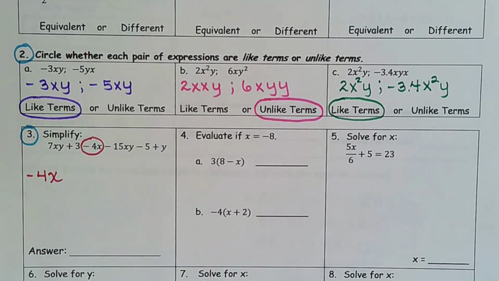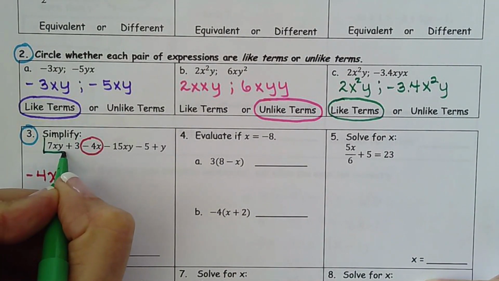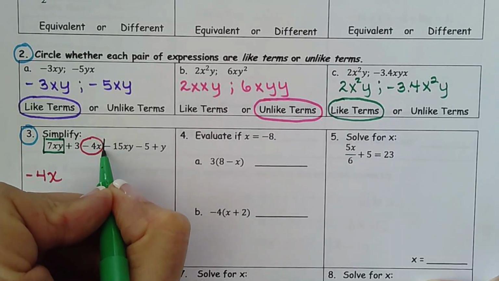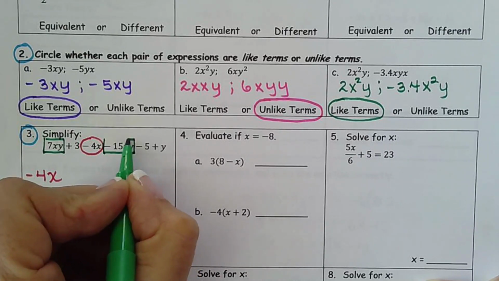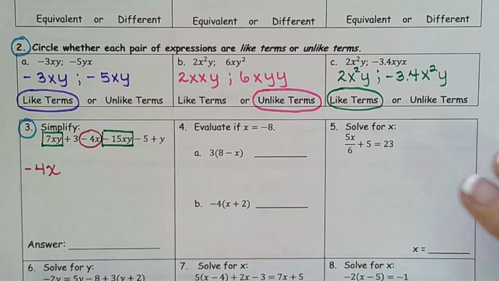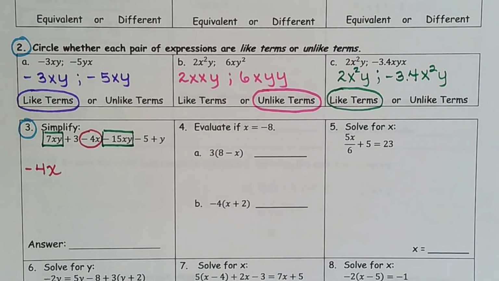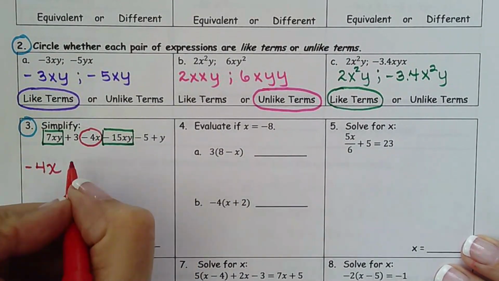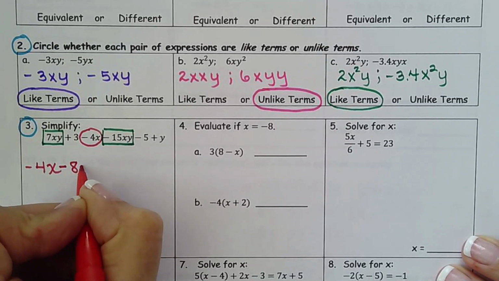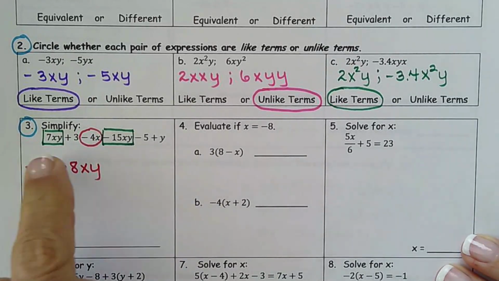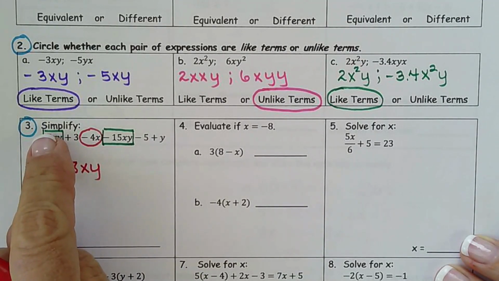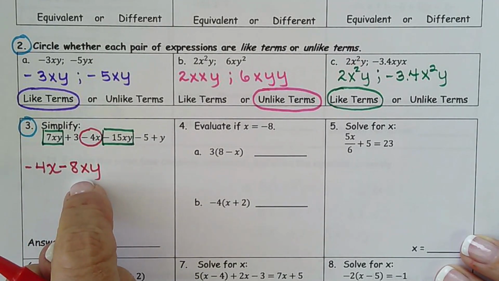Xy would be second. And so that would be a 7xy and a negative 15xy. So when the signs are different, we subtract. 15 minus 7 is 8. And keep the sign of the larger, so negative 8xy. And we never touch exponents or anything when we're adding and subtracting. We add two like terms, we get another like term.